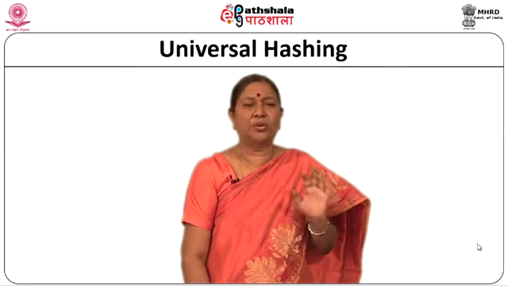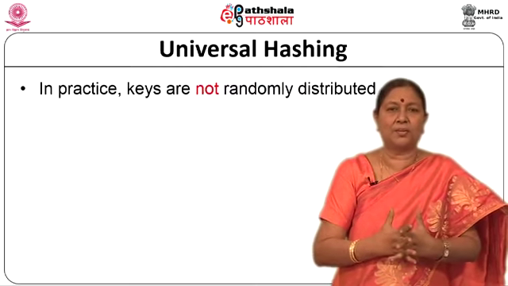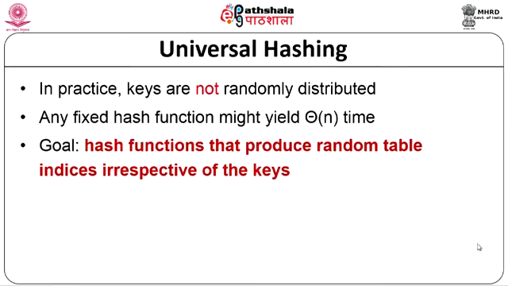Another method is called universal hashing. In practice, keys are not randomly distributed. We want them to be randomly distributed, but they are not. So any fixed hash function might finally land up with worst-case behavior of the order of n. We do not want that. So we want hash functions that produce random table indices irrespective of how the keys are distributed. That is the idea.